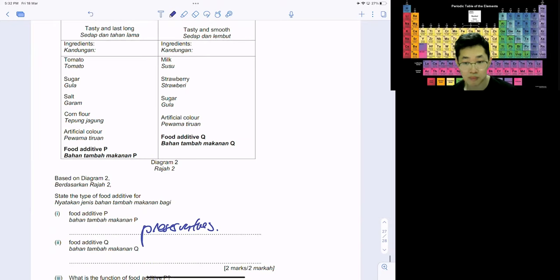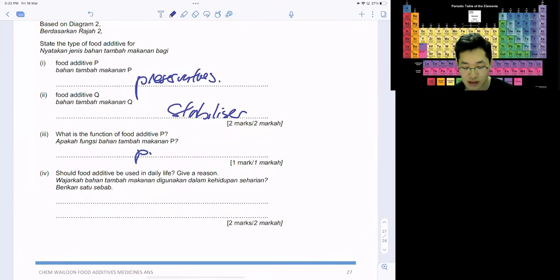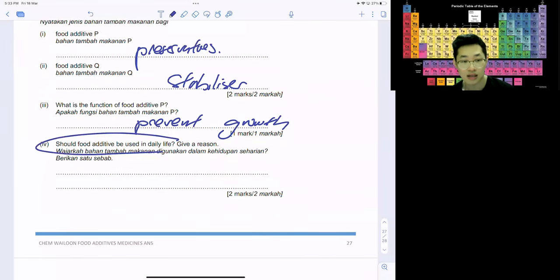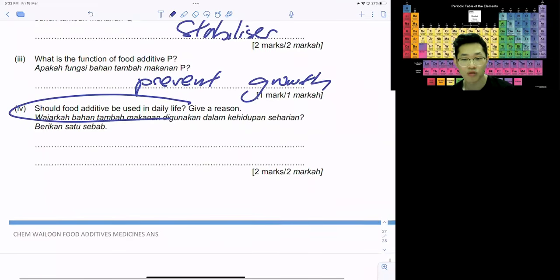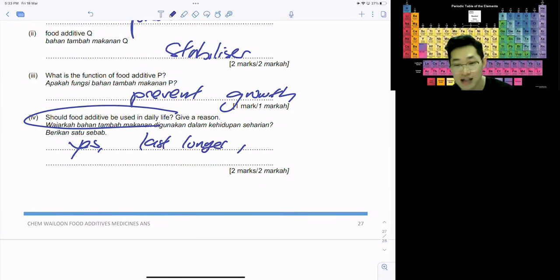Function of preservative: prevent growth of microorganisms. Yeah. Then last, should food additives be used in daily life? Should we use, no? Why say no? Say yes lah, of course, yes. Because food can last longer, tastier, it tastes better, it looks better, easier to write.